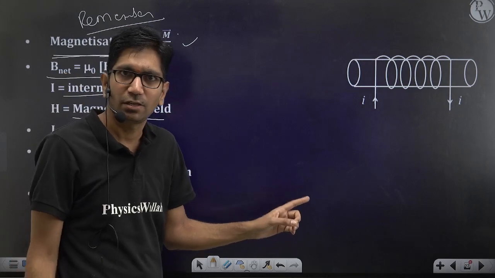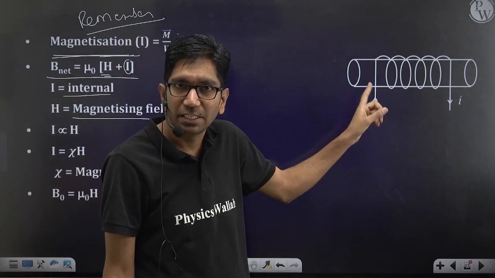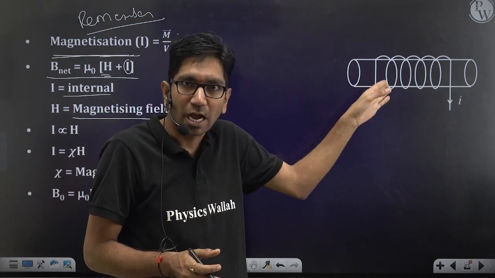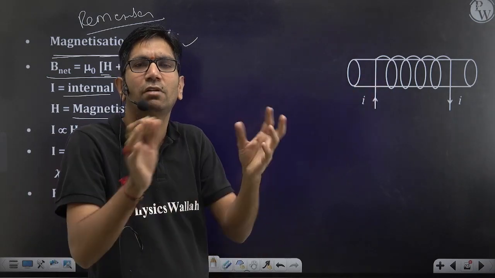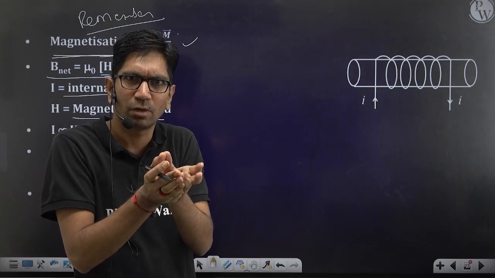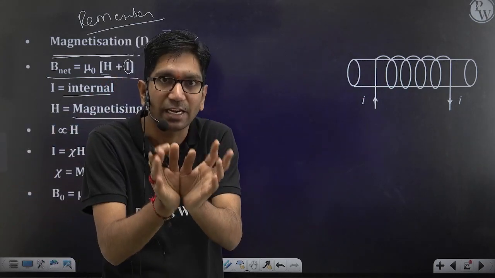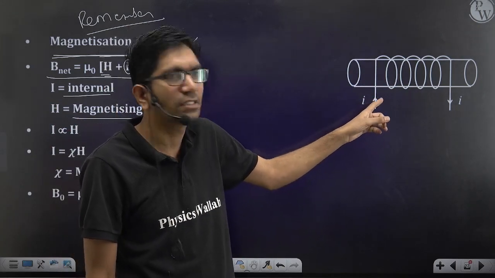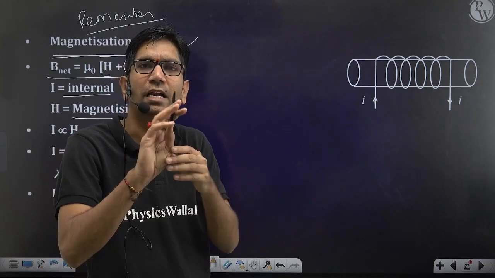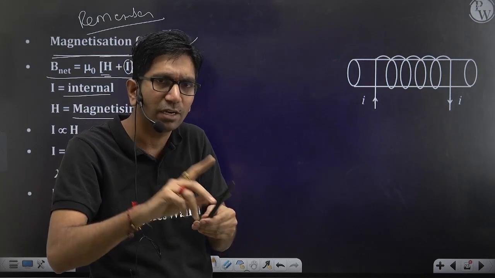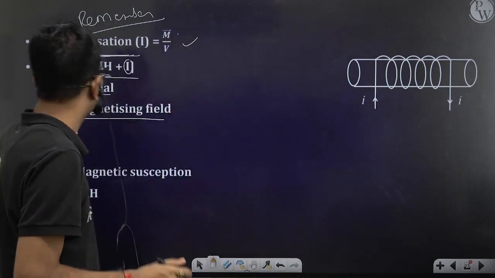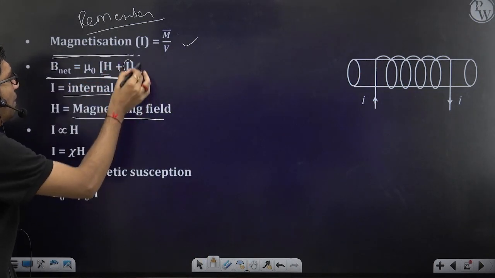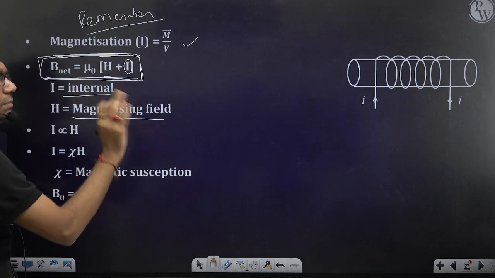Is it clear? When you pass a current in this wire, the internal dipoles present inside the iron core get aligned, and we get a dipole moment and some magnetic field. Due to the external current supply, since a current-carrying conductor always produces a magnetic field, we get some more magnetic field. This is due to the external and this is due to the internal. Please remember.